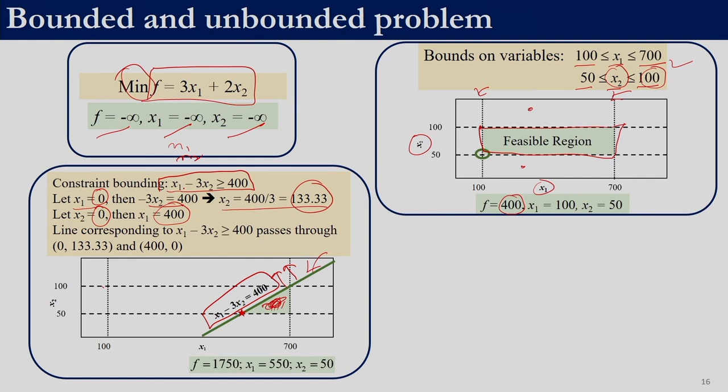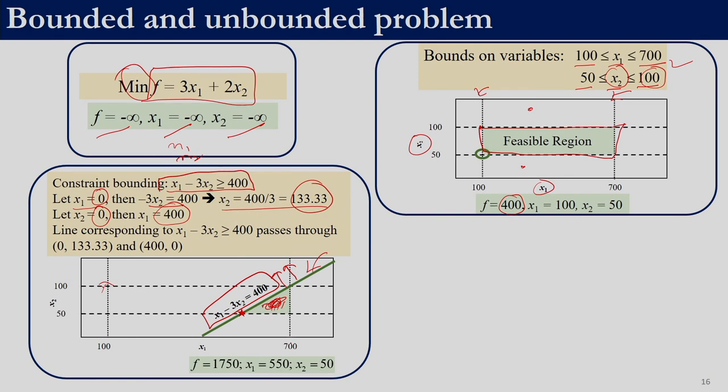So 100 minus 3 times 100, right? That will be minus 200, which is not greater than 400. So this point is not feasible. Similarly, all the points above this line are infeasible, right?